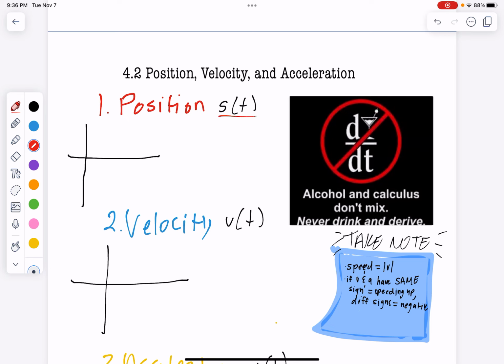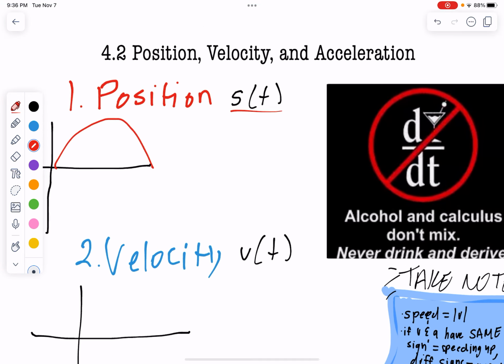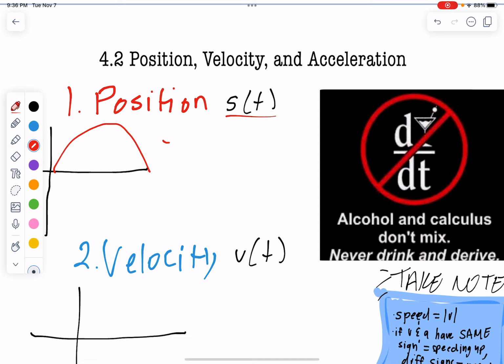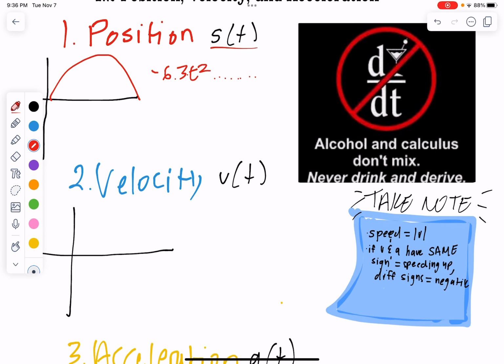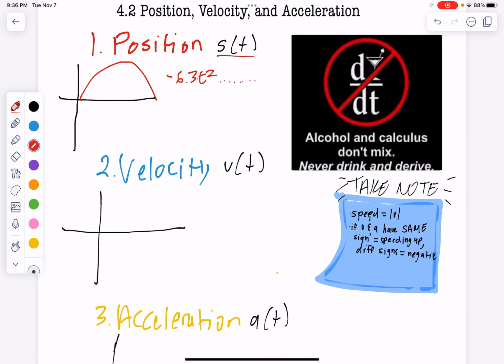And I'm going to draw this out for you because it kind of helps my brain. All right, there you go. With a parabola like this, we know it's going to be negative. Let's say a random number, nothing here is right: negative 6.3 t squared plus 16 plus 3, whatever it's going to be. All right, so there's position.